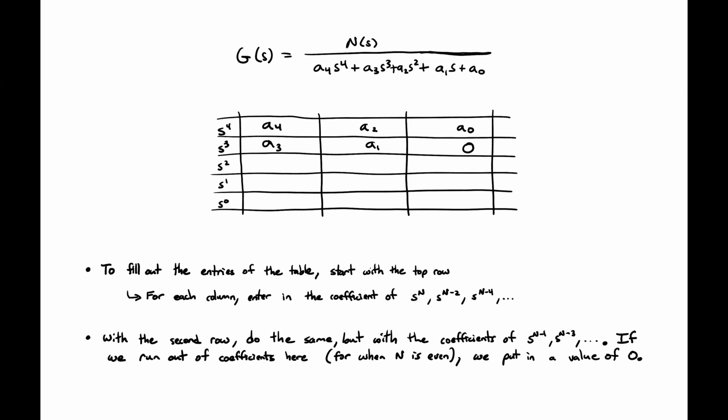Then we skip a to the 2nd, go a to the 1st. And then when we run out of things, right, there's no a to the negative 1 here. We just put in a 0 in that case. And that fills up our first 2 rows. So those ones are pretty straightforward.